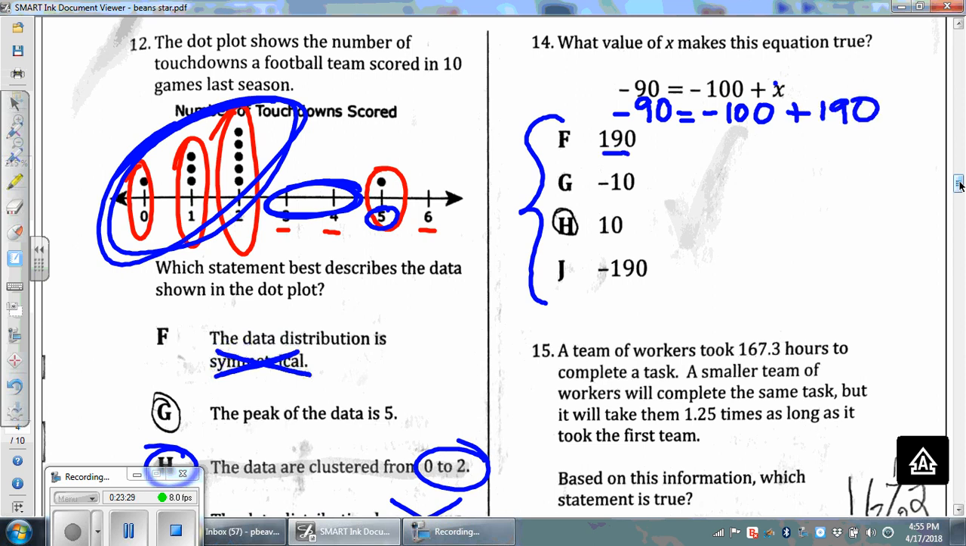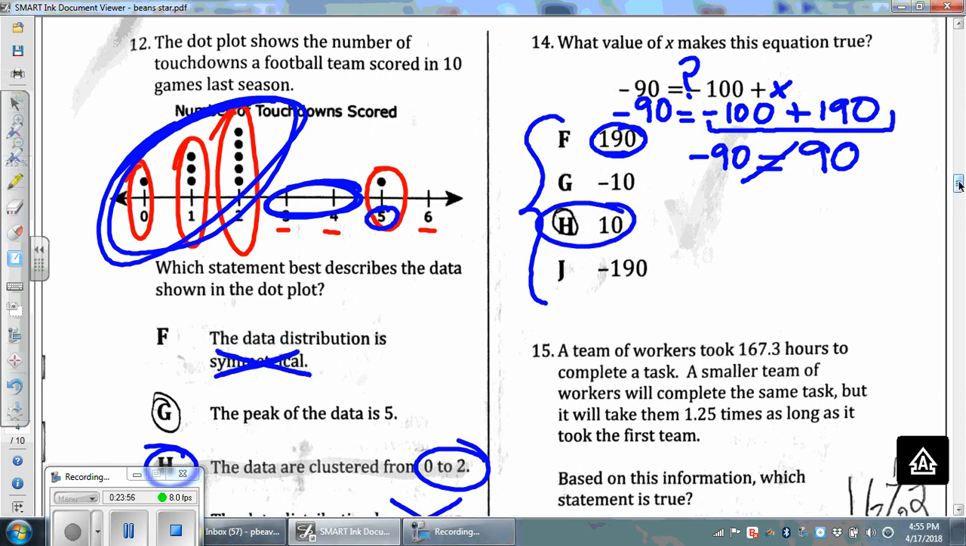If I substitute X with 190 from here, I will get something like negative 90. And this is a question, we're not sure. Is that equal to, if we compute this right here, negative 100 plus 190? Or you could read it backwards and say 190 minus 100. That will be positive 90. So are these equal? No. Now let's try with 10, which is the correct one, by the way.